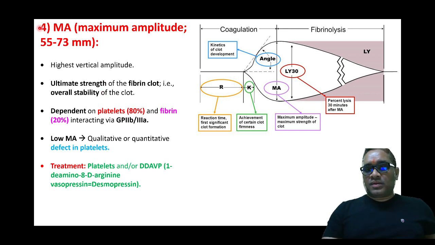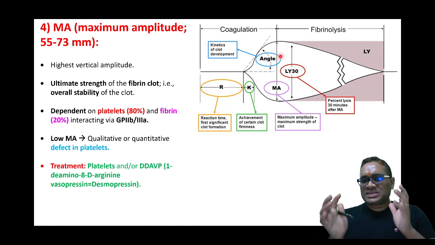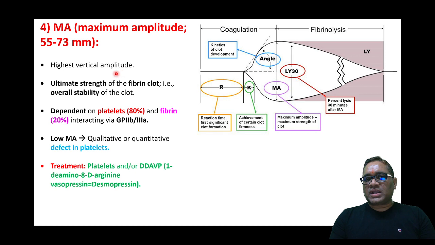Now coming to the fourth one, maximum amplitude. See, maximum amplitude is the measurement of the clot stability. Overall, how stable the clot is. It is the highest vertical amplitude, and it measures the ultimate strength of the fibrin clot, right? Or you can say the overall stability of the clot. So how are you going to measure the overall stability of the clot? By seeing the platelet and fibrin interaction via the GP2B3A receptor.